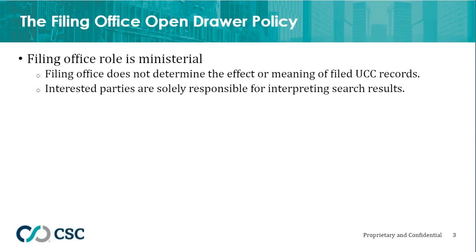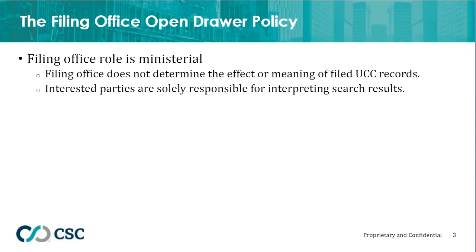The filing office does not interpret UCC records. They do not determine the effect or meaning. In fact, the filing office has no power to make a record effective or ineffective. All it can do is make it retrievable or hidden. And what this does is place the responsibility on interested parties, those who search the records, to determine what they mean and what the effect is.